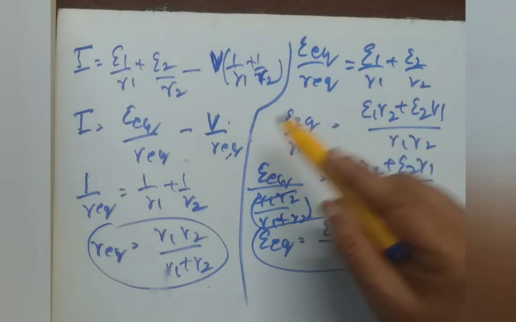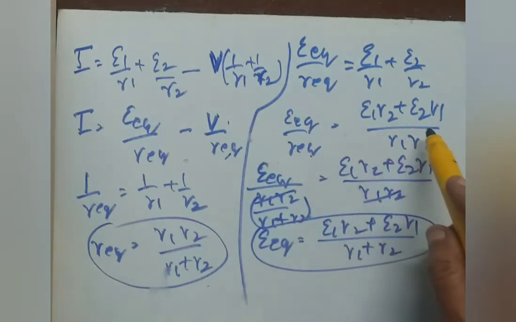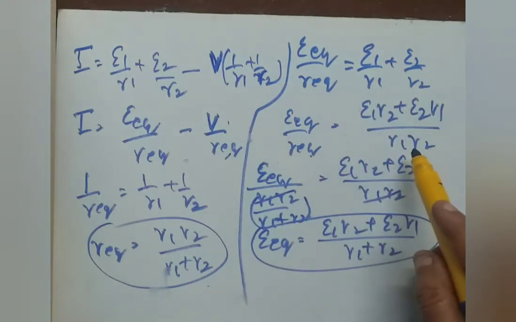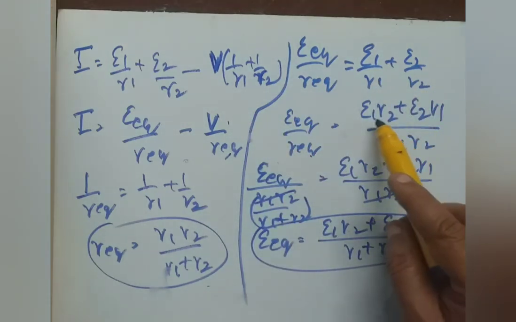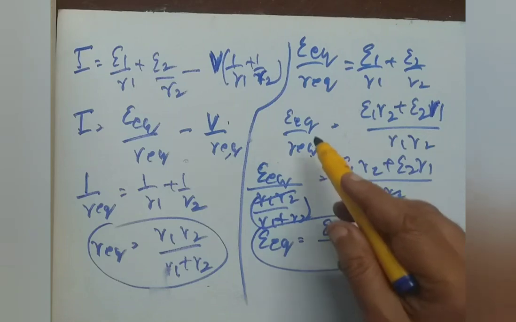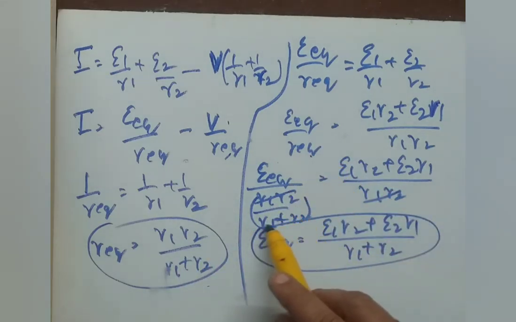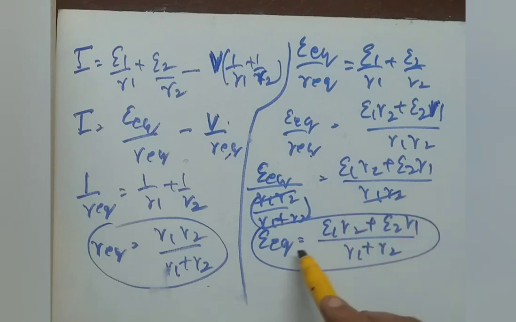And for E equivalent by R equivalent place, we have E1 by R1 plus E2 by R2, that we have written. Taking the LCM, E1 R2 plus E2 R1 by R1 R2 is E equivalent by R equivalent. Substituting for R equivalent, R1 R2 by R1 plus R2, we get E equivalent is E1 R2 plus E2 R1 by R1 plus R2.